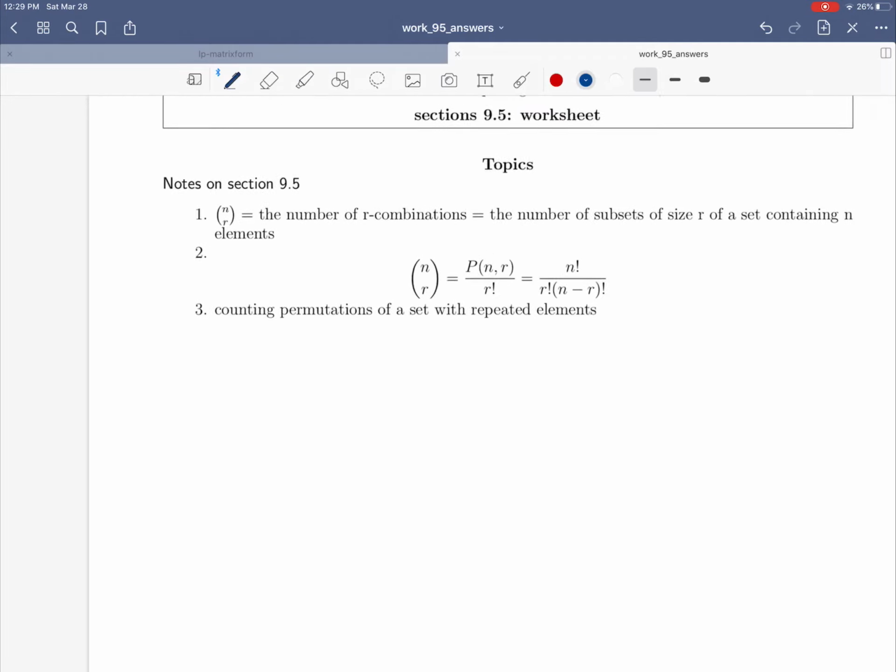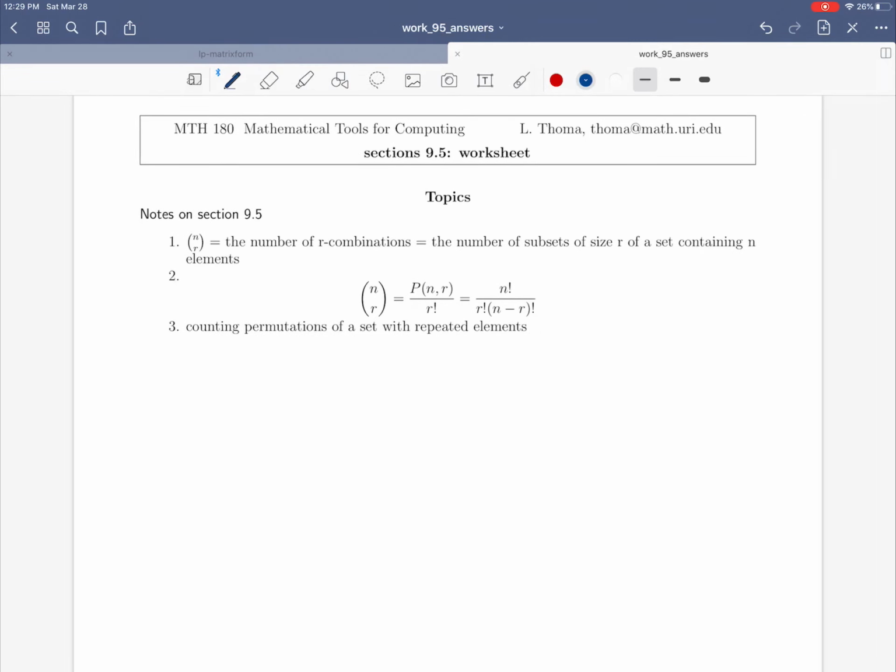So first, some notation. N choose R is the number of R-combinations out of n elements. That means the number of subsets of size R of a set containing n elements. And for N choose R, we have a formula: n factorial divided by r factorial times n minus r factorial. We will also look at counting permutations of a set with repeated elements through an example.